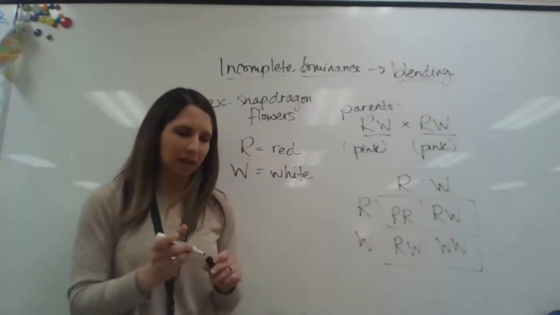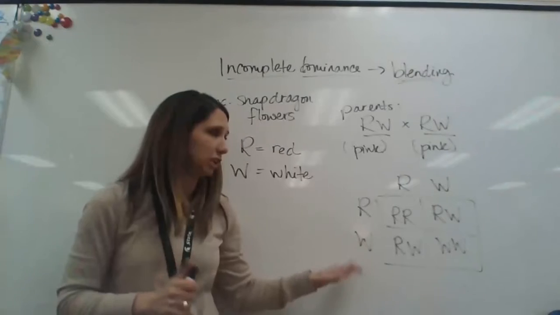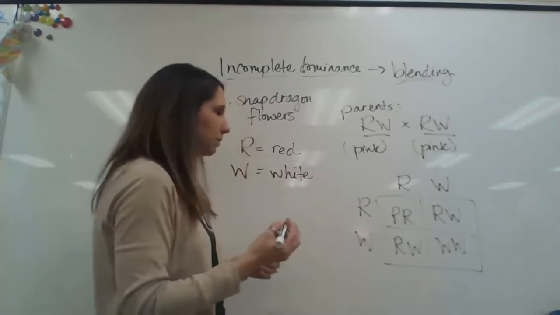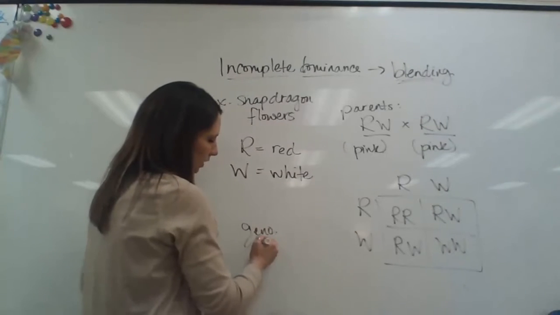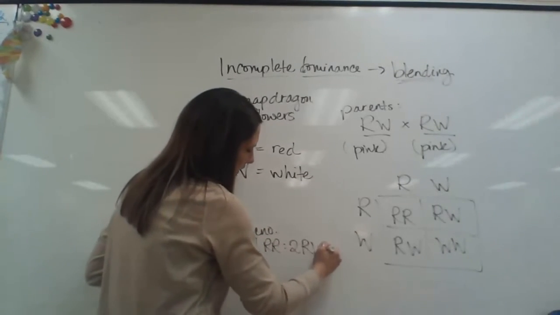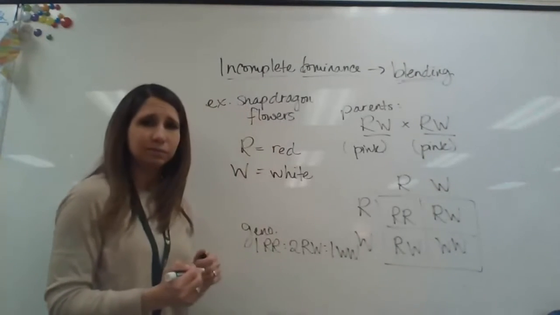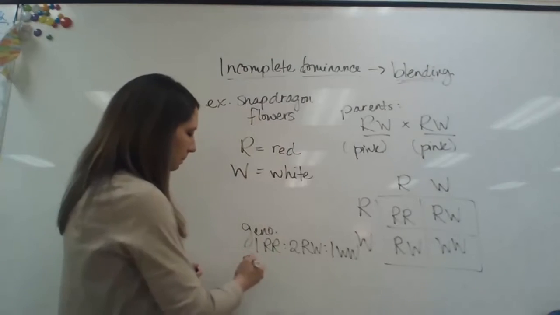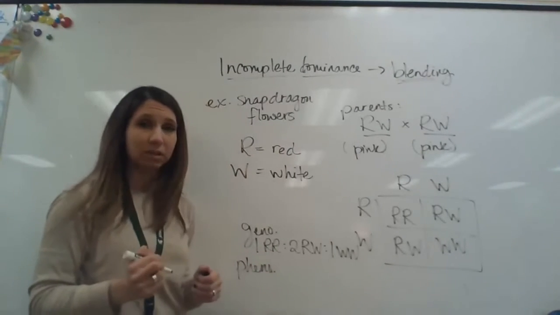But again, keep in mind what's happening here is we're not going to follow Mendel's rules with this, right? So we still get a genotype ratio that's going to be 1 to 2 to 1. So I get 1 RR to 2 RW to 1 WW. That's going to be the same. My phenotype ratio, though, is not going to be the same in this case.